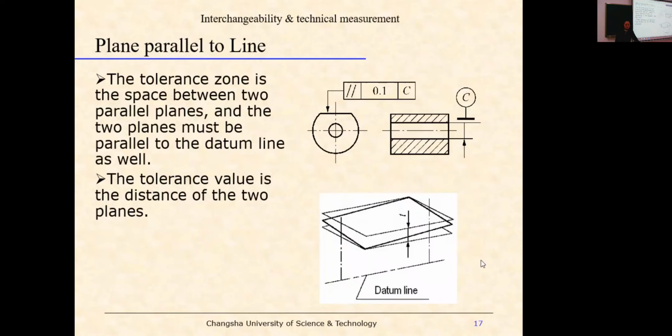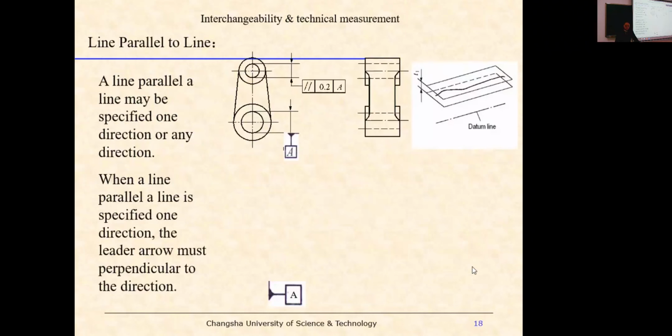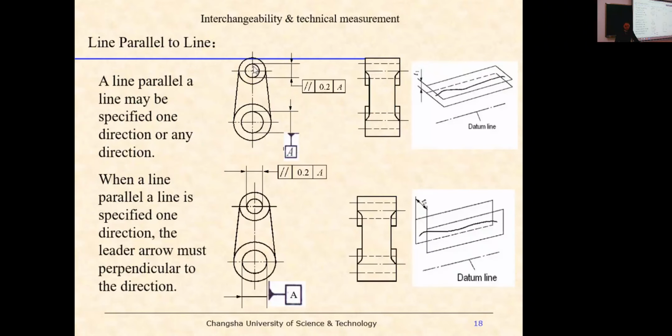So this one is like the plane parallel to a line. The tolerance value is the distance of two planes. It's also a plane because this plane is parallel to the data line. So a line parallel to a line may be in a specific one direction or any direction. So this is the one direction.